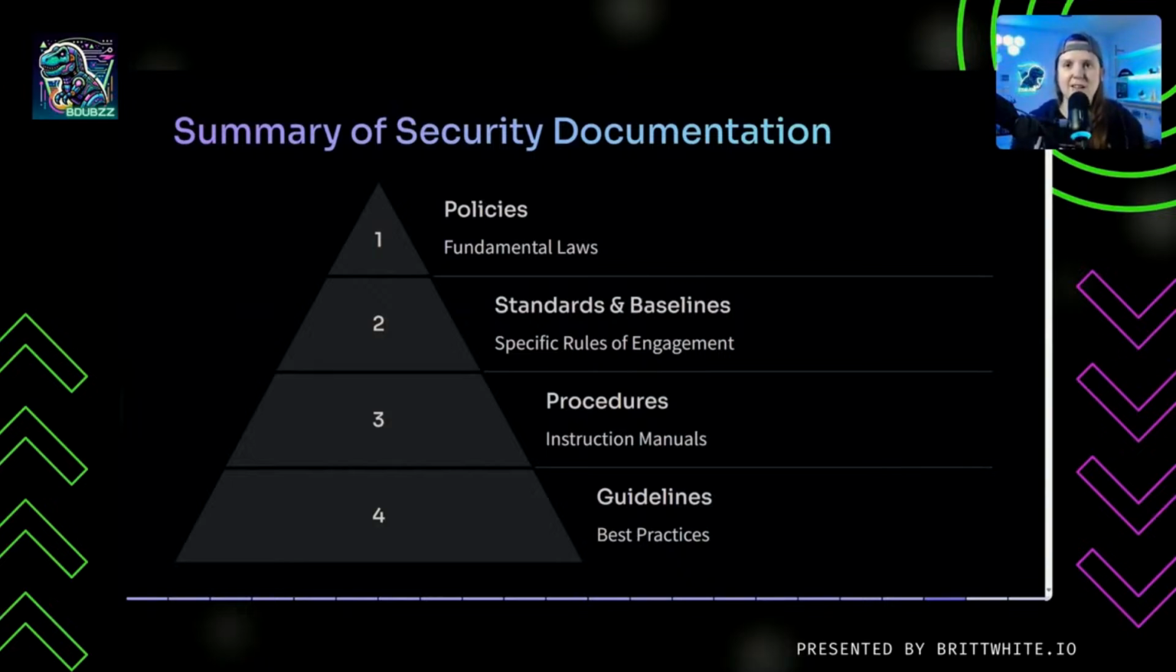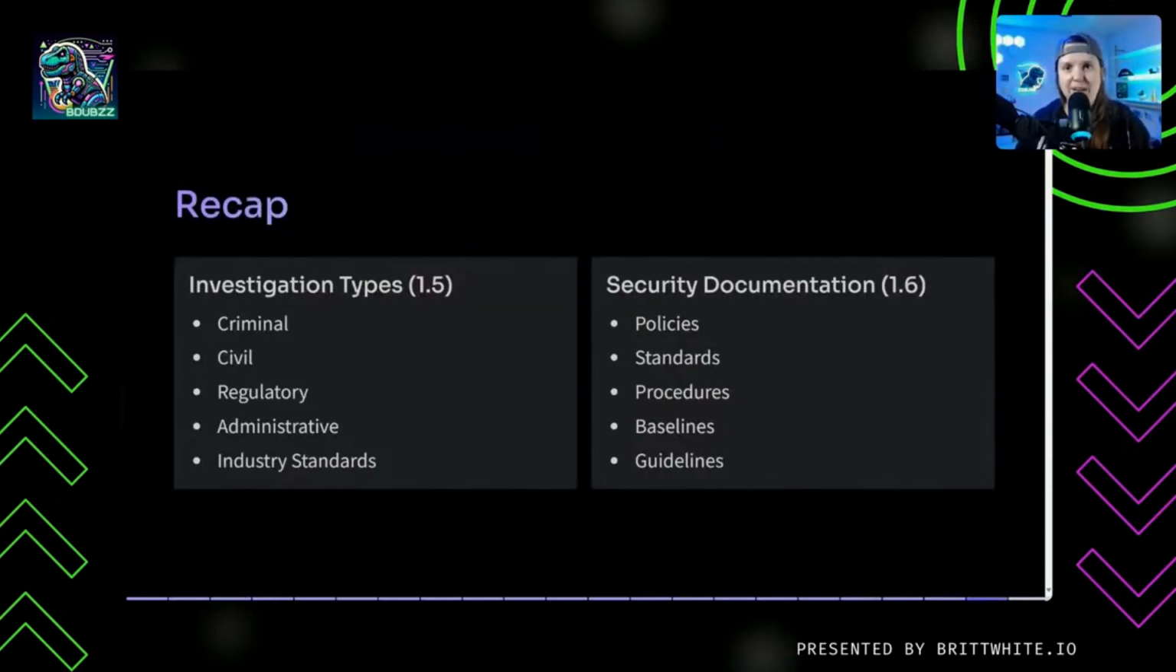We crushed it, guys. All right, killer session today. Let's do a quick recap of what we covered today. Objective 1.5, understand requirements for investigation types. These are your criminal investigations that are focused on legal violations and criminal prosecution, civil investigations that are dealing with disputes between parties, regulatory investigations that are examining compliance with regulations, administrative investigations, that's your internal organizational matters, and then industry standards, ensuring compliance with established standards like ISO, NIST, or PCI DSS.